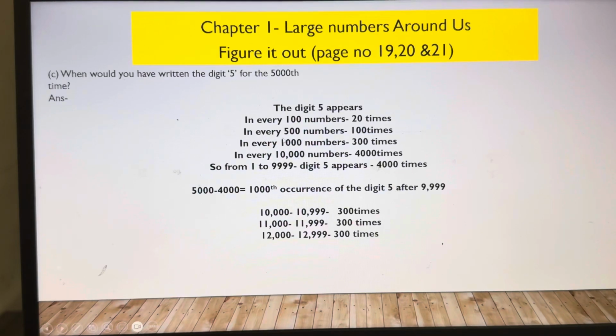So 100 is every 500 numbers. So we take the next 500 numbers, that is 13,000 to 13,499, 100 times. Now the last number, this is the greatest number, 13,499, does not contain 5. So which number before this contains 5 is 13,495. So that's your answer.